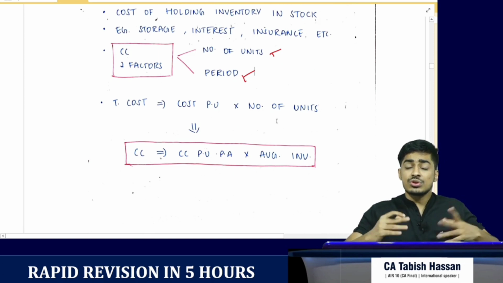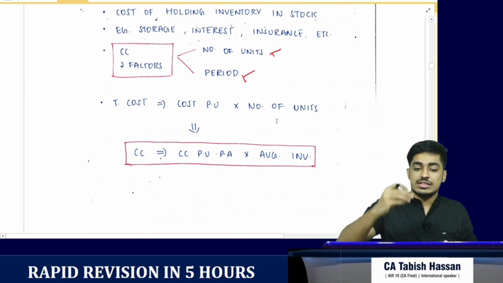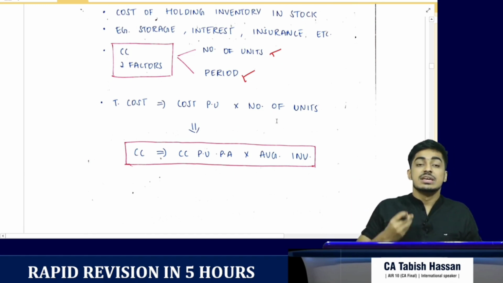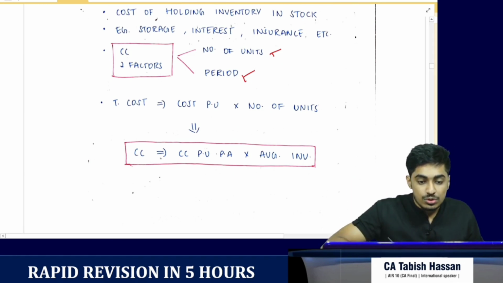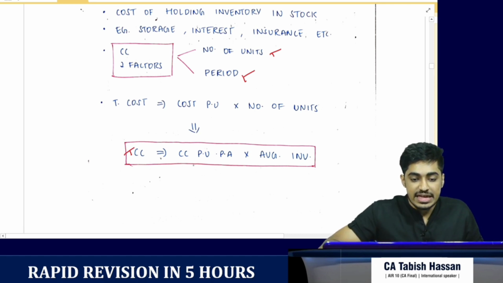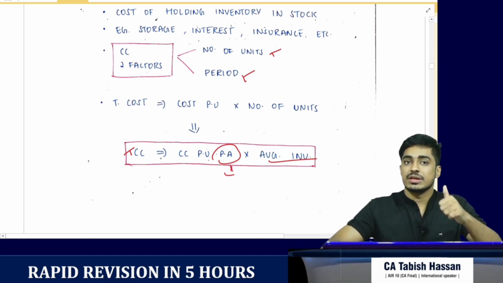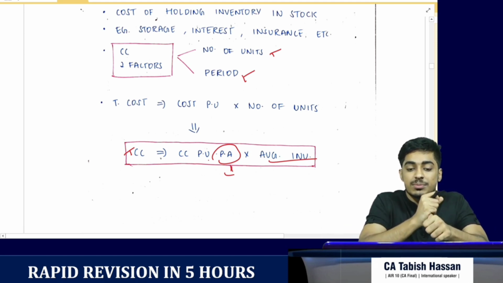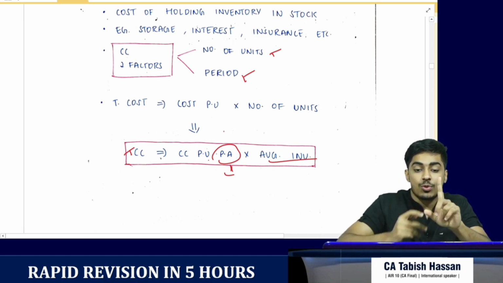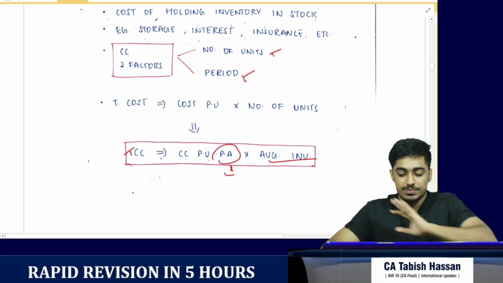So total cost for anything, if we have to get the total cost, how do we get? It's cost per unit into number of units. Similarly, to get the total carrying cost, how do we get? We get it as carrying cost per unit per annum into average inventory. First thing is, we told carrying cost does not only depend on the number of units, it also depends on for what period we are holding it. So we are taking it as carrying cost per unit per annum.